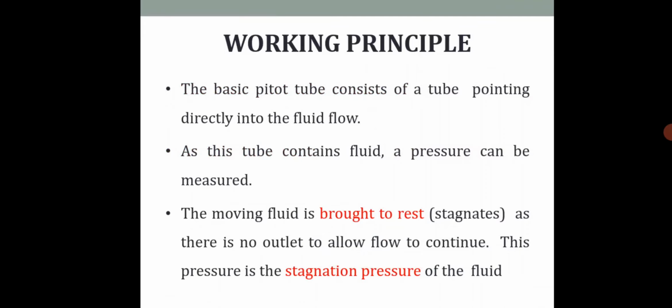What is the working principle? The basic Pitot tube consists of a tube pointing directly into the fluid flow. As this tube contains fluid, a pressure can be measured. The moving fluid is brought to rest at its stagnation position, as there is no outlet to allow flow to continue. This pressure we call the stagnation pressure. If the velocity of a flow at a point becomes 0, the pressure there increases due to the conversion of kinetic energy into pressure energy. Pitot tubes are normally bent at right angles.